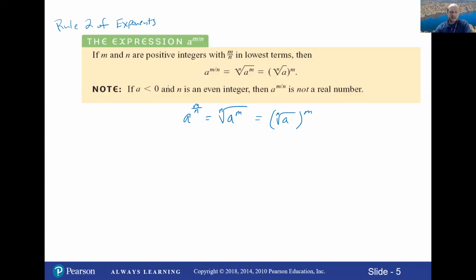And again, same thing as last section 10.1. If a is less than 0 and n is an even integer, so we have an even root, then a raised to the m over n is not a real number. So the same rules apply. Basically, if a is less than 0, then n would have to be odd, but if it's even, it's not real.